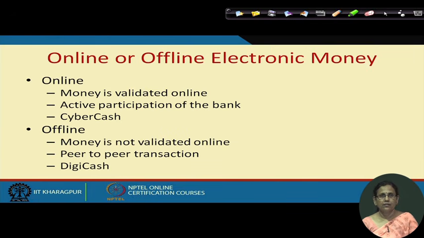Then let us see the difference between online and offline money. As I was telling you, online money is validated online with the active participation of the bank. An example is CyberCash. Offline money is the one which is not validated online with the bank. With peer-to-peer transactions between two users, the cash can move.